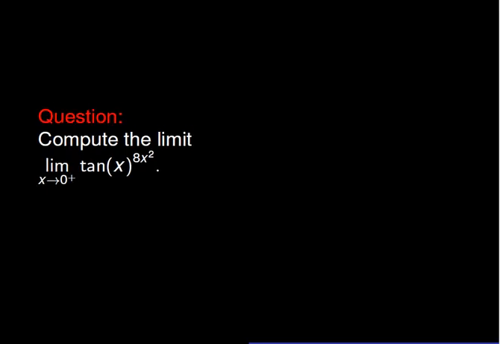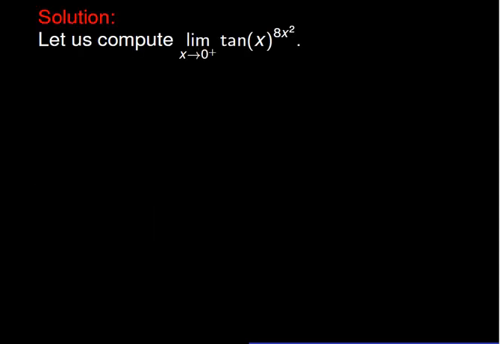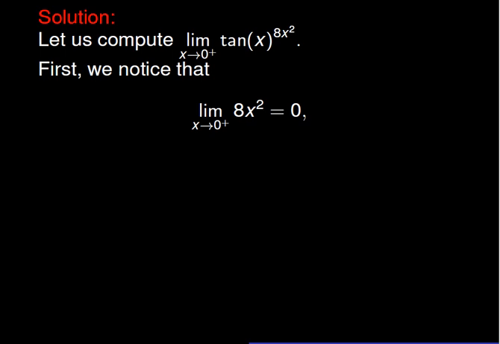In this problem, we are asked to evaluate the limit as x goes to 0 plus of the function tangent of x to the power 8x squared. Let us determine the limit as x goes to 0 plus of the function tangent of x to the power 8x squared. Firstly, we notice that the limit as x goes to 0 plus of 8x squared is 0.